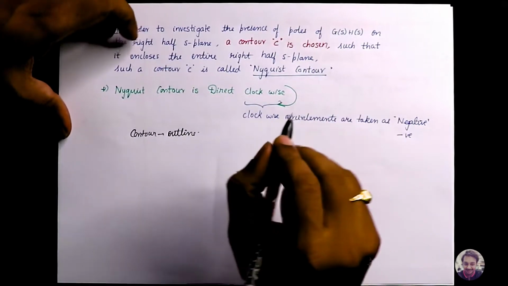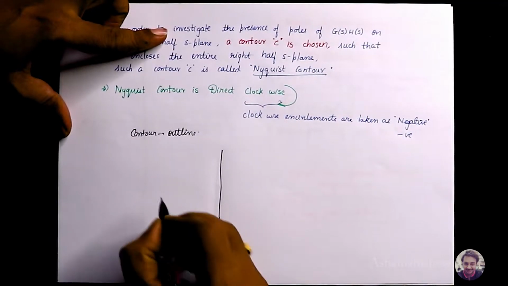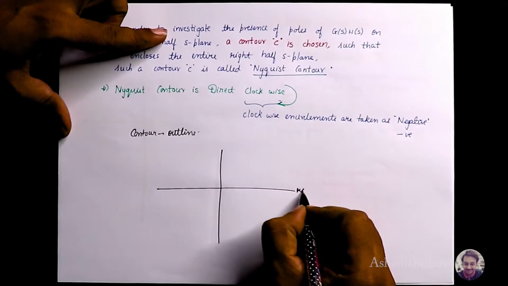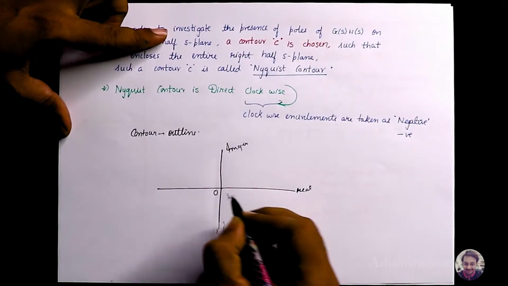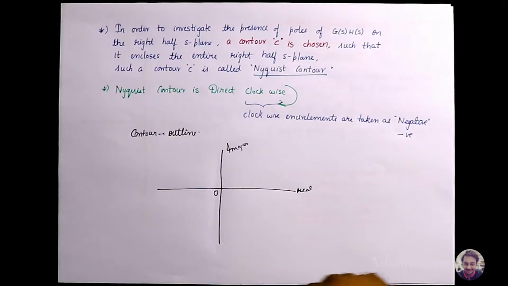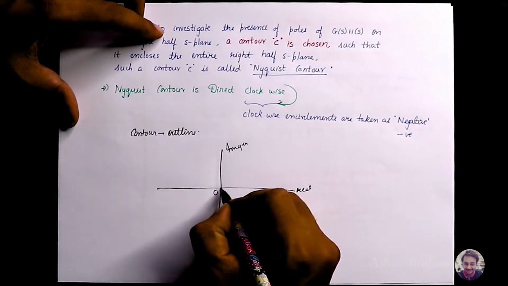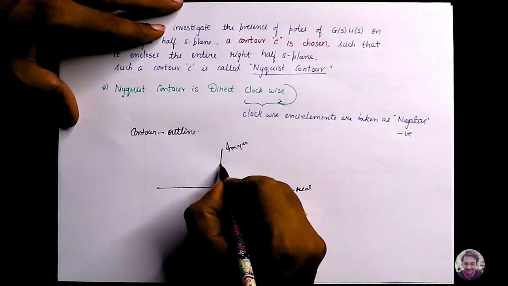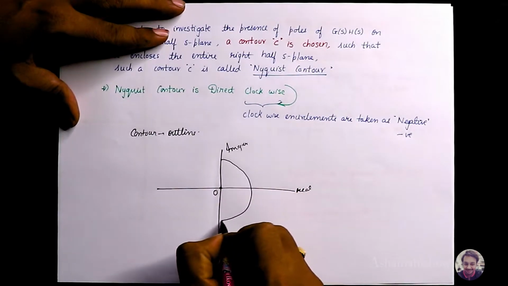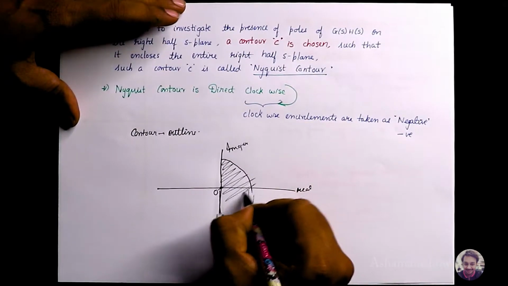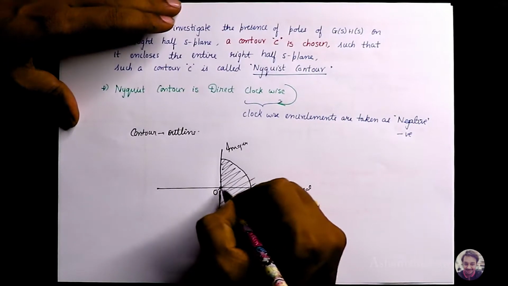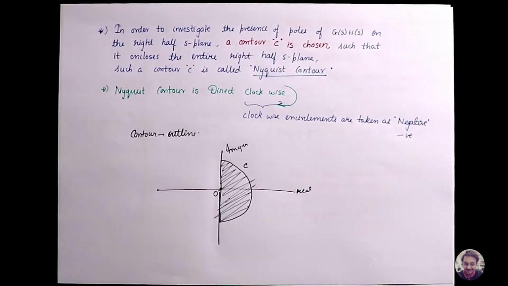So let me show you here itself. This is a real axis, as I said. This is an imaginary axis. We have a 0 here. So a contour is nothing but an outline. Suppose we choose a contour like this, it will be enclosing the entire right half s plane. This contour is taken as C, and that is called a Nyquist contour. That I'll be showing in the next one.